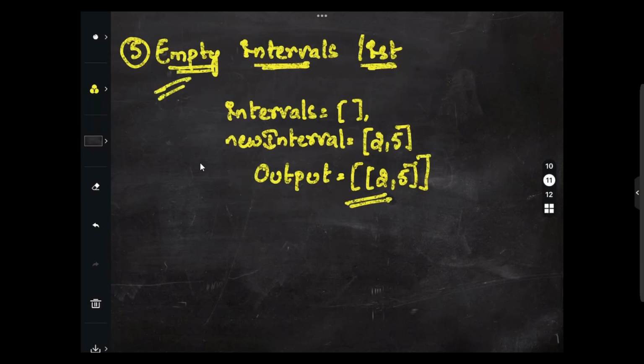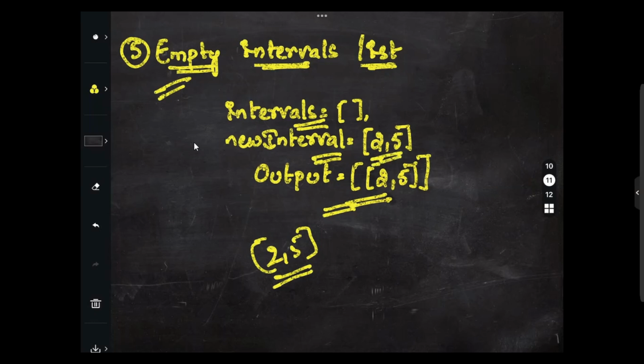The final edge case would be an empty intervals list. So the intervals list is empty and the new interval would be 2 comma 5 in this case. The output will be 2 comma 5, right?